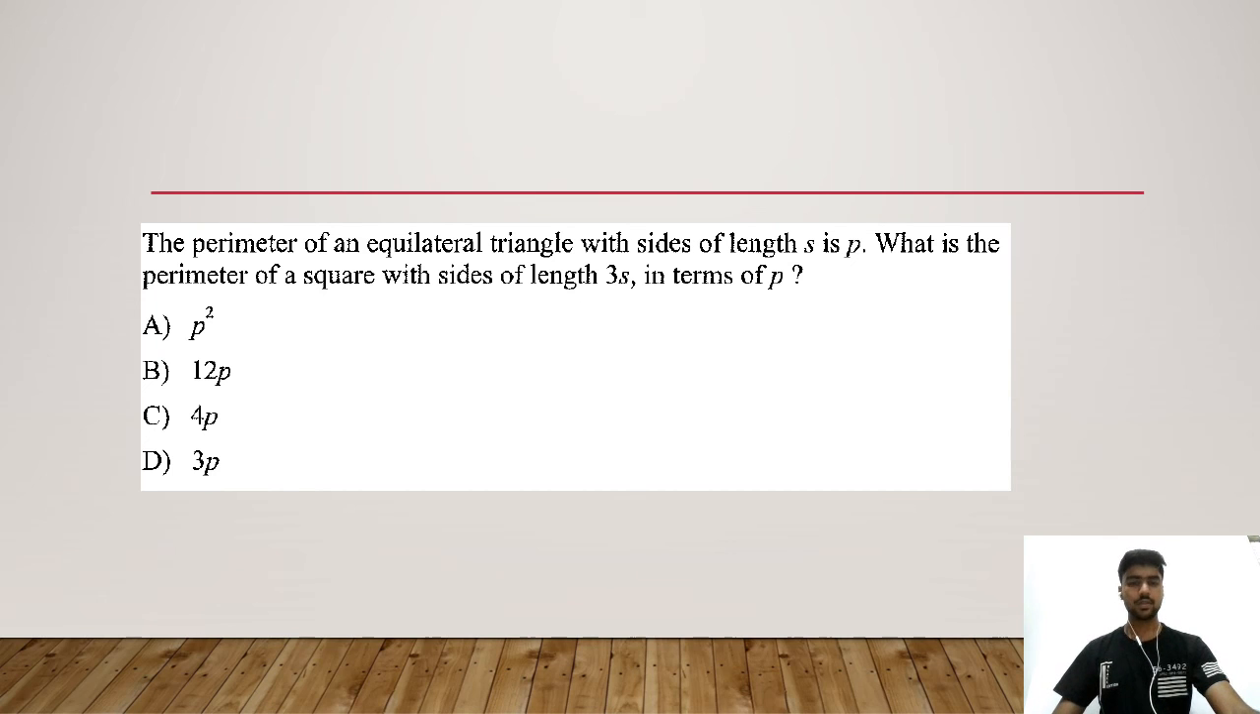This is a question in the geometry section of the SAT. You can pause the video for a minute and read the question. The question is asking about the perimeter of the equilateral triangle and squares. It gives some variables, and you can use them with the formulas of perimeters to find the answer.